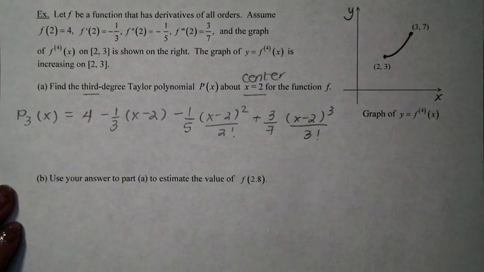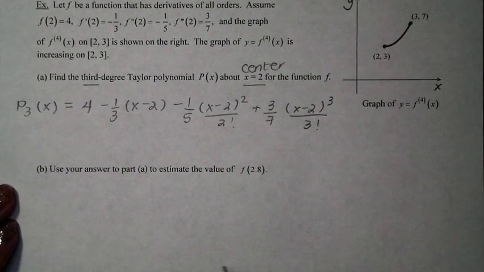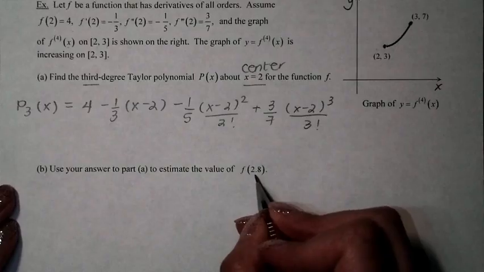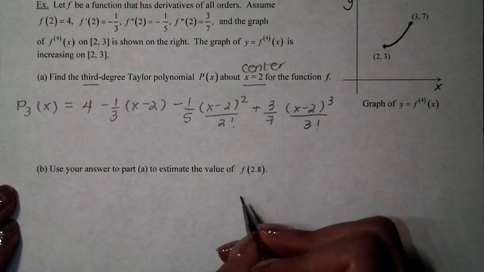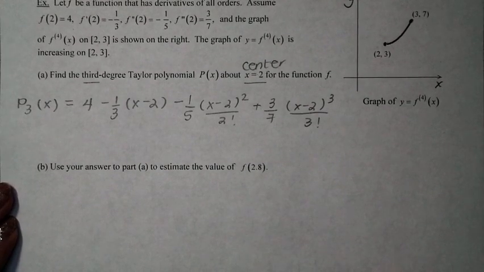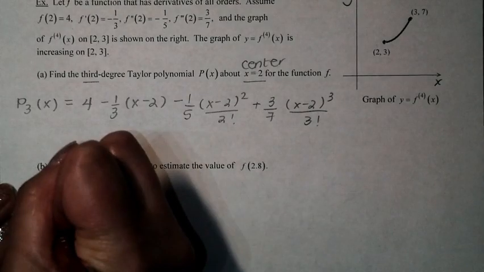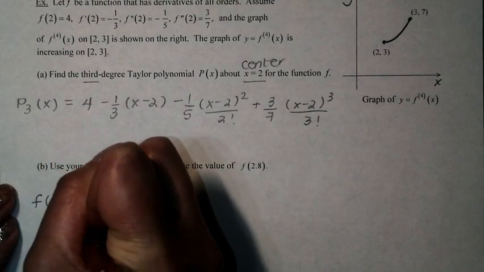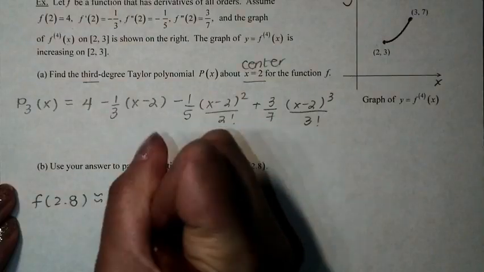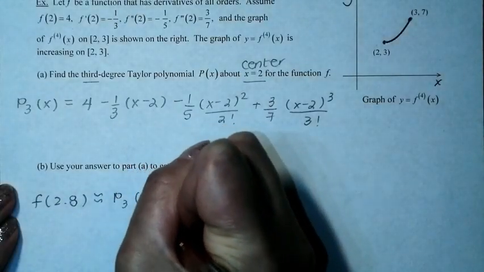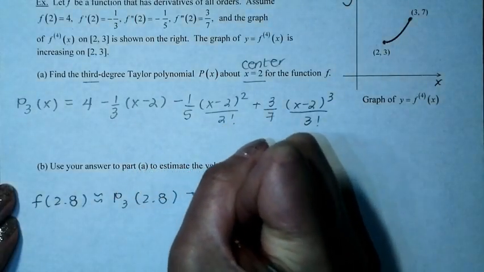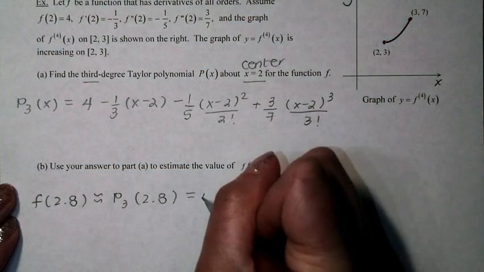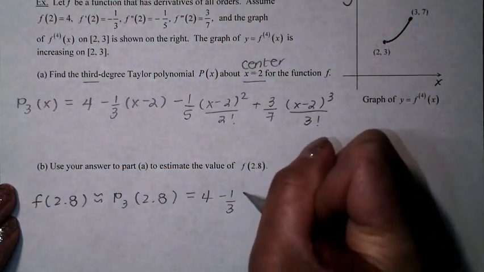So they tell you, use your answer to part A to estimate the value of f of 2.8. So what are we going to do here? What you're going to do is estimate. So f of 2.8 is going to be roughly P3, and this is going to be equal to what? 4 minus 1 over 3, and then what are you going to do?